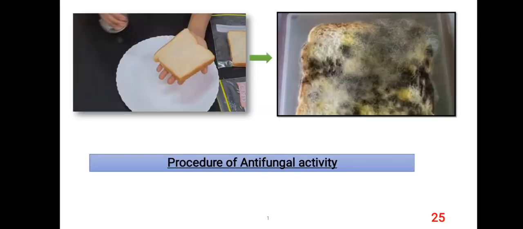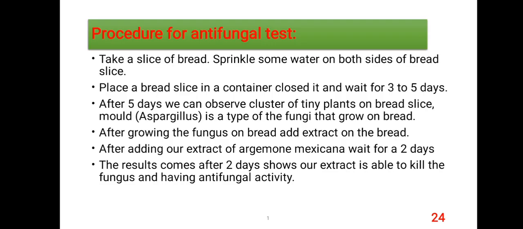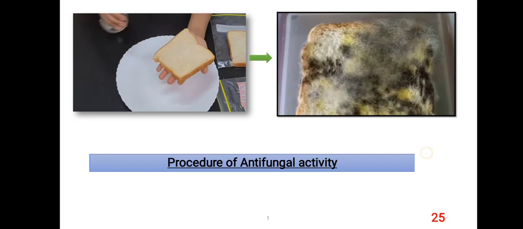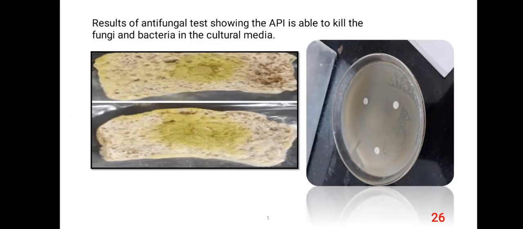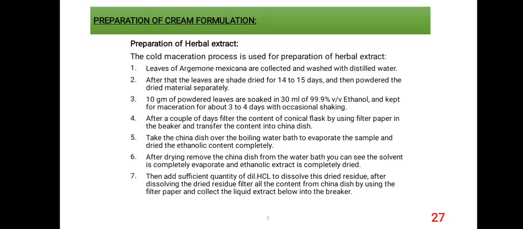After 5 days, we can observe clusters of tiny plants on the bread slice. Mold Aspergillus is a type of fungi that grows on bread. After growing the fungus on the bread, add the extract of Argemone mexicana on the bread and wait for 2 days. The results after 2 days show our extract is able to kill fungus and has antifungal activity. The results of the antifungal test show the extract is able to kill the fungi and the bacteria in the culture media. After the antifungal test, we are going to formulate a cream formulation.